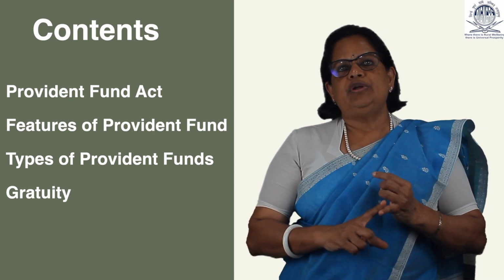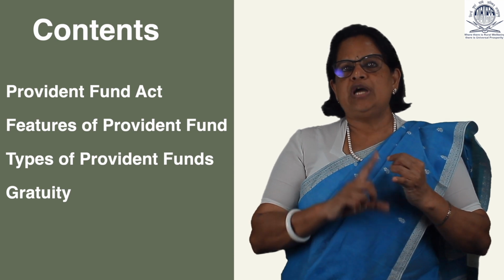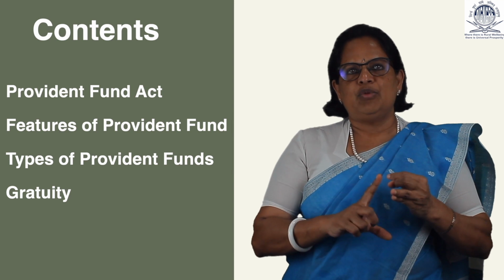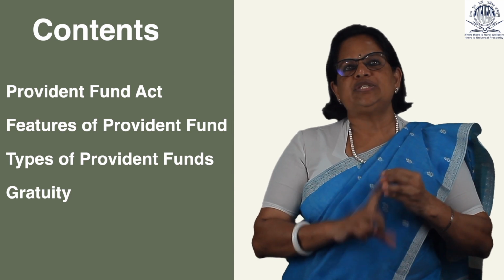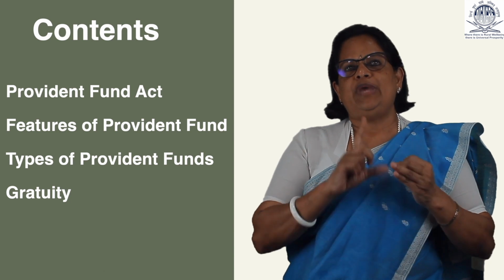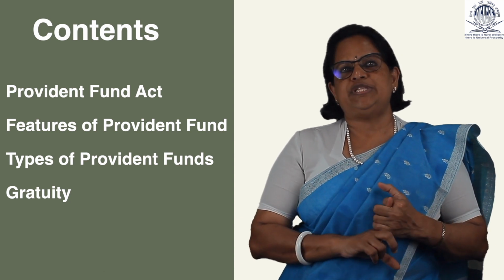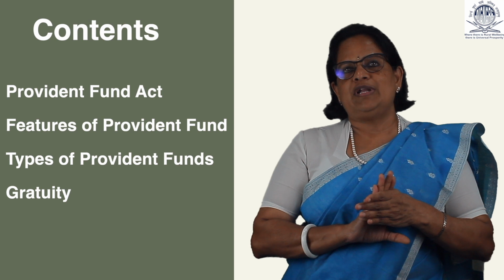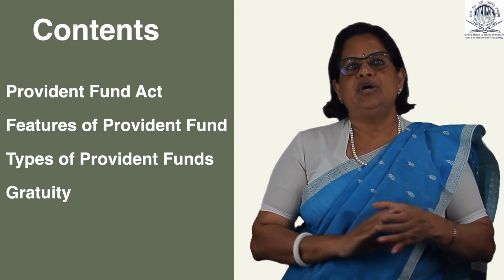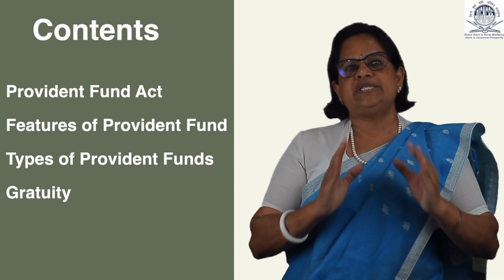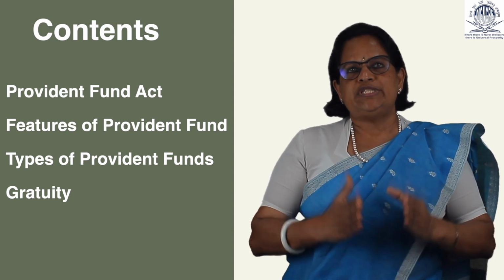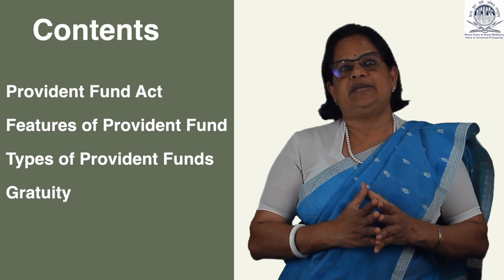The first module will look at the introduction to government contracts and Article 299. The second module will cover e-contracts or electronic contracts. The third module will cover various provident funds and gratuity. The fourth module will cover Food Safety and Standards Authority of India, or short form FSSAI. The fifth and last module will cover the Goods and Services Tax, or GST.